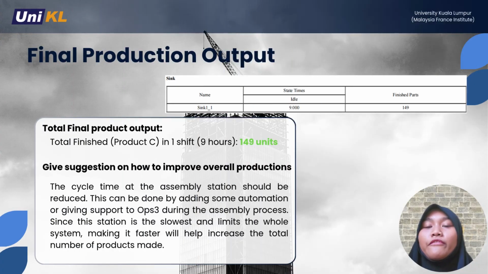Okay, now we move on to the final production output slide. As we can see here, this is the summary: the finished part is 149 units. The suggestion to improve the overall production is that the cycle time at the assembly station should be reduced. This can be done by adding some automation like a conveyor or giving support to operator 3 during the assembly process. Since this station is the slowest and limits the whole system, making it faster will help to increase the total number of products made.